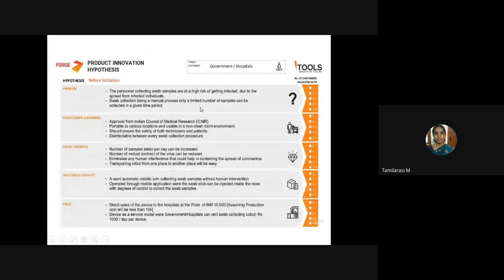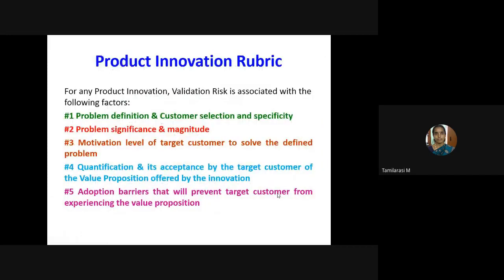This is a simple example that I have shown for government hospitals. So the first thing is what is the problem that is mentioned here. Then constraints and barriers are they have to get approval from ICMR. Then it should be portable into various locations. For any government hospital, if you want to get approval, that is a problem, so these are the constraints and the barriers, and the benefits they have mentioned. Based on your project you can assess this, you can write the problem, exactly what the constraints are and what the benefits are. So already you have done this, I think. So please ensure that you are very clear about these things in your project or not.